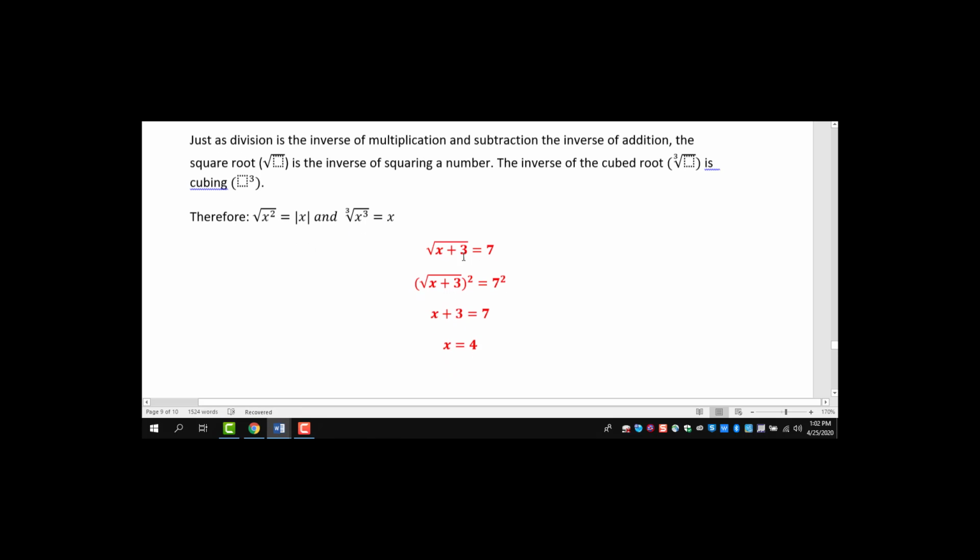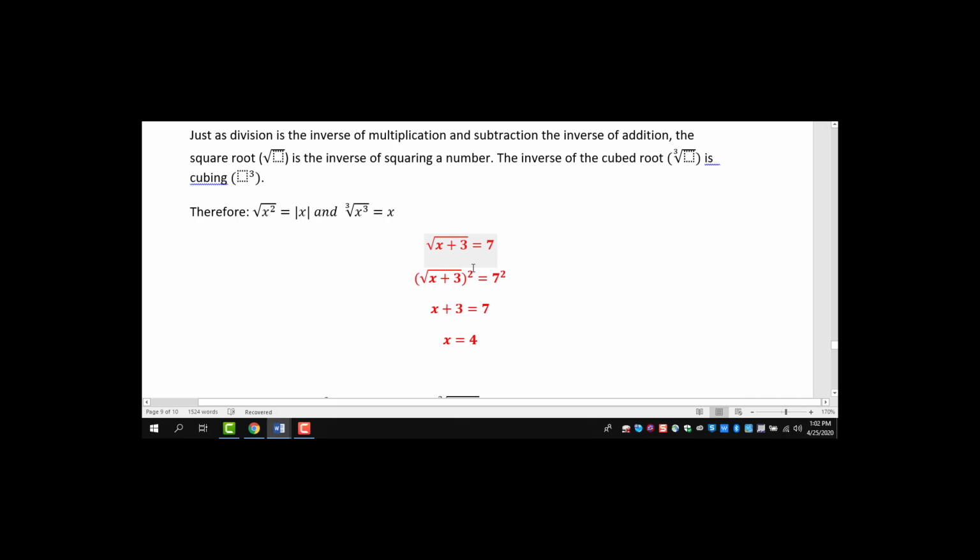So what we're gonna do is take x plus 3 equals 7 and square both sides. So we get x plus 3 equals 49, and you have to be careful interpreting the result. This is the mistake students make. x equals 49 minus 3, which is gonna be 46.